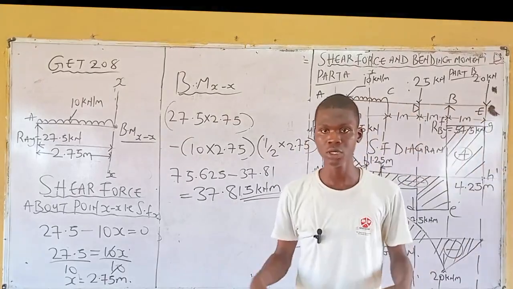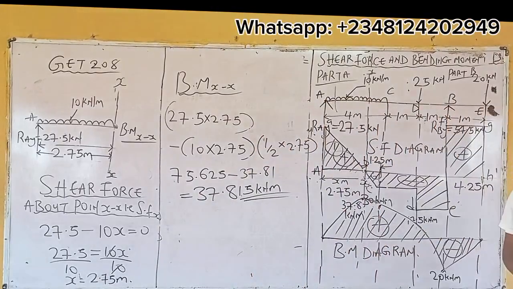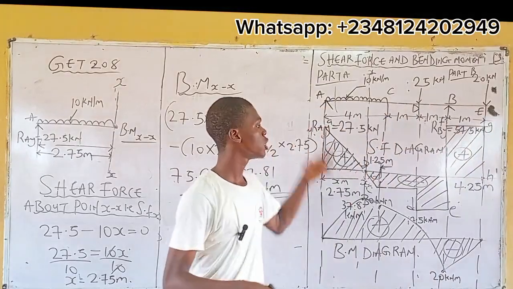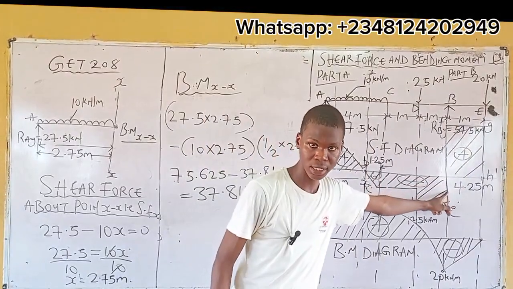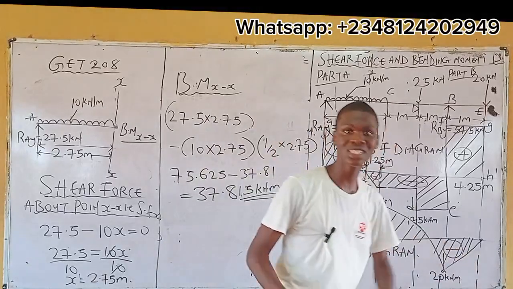Point of contraflexion. When we say point of contraflexion, the same way you've calculated maximum bending moment, that's the same way you are calculating point of contraflexion. The difference is that you obtain maximum bending moment on your shear force diagram, right? The point of contraflexion, you obtain it on your bending moment diagram. It's the same idea.